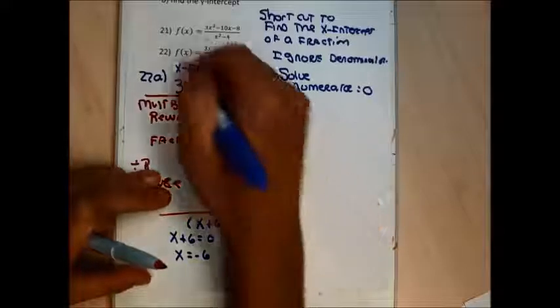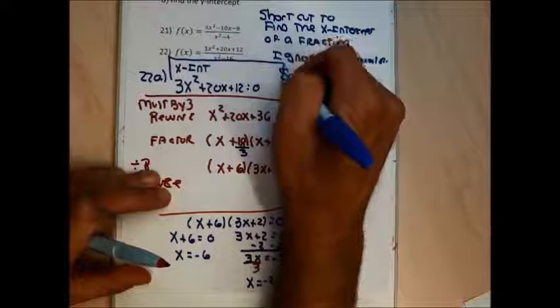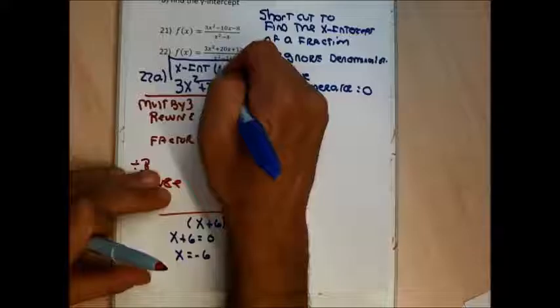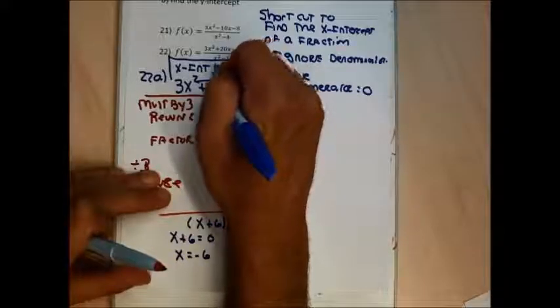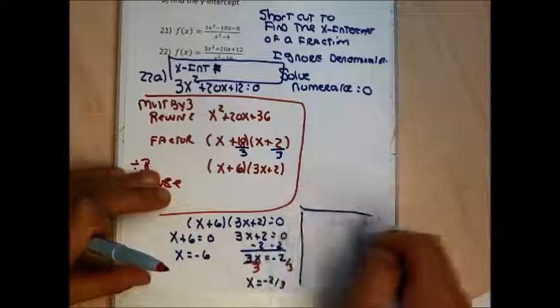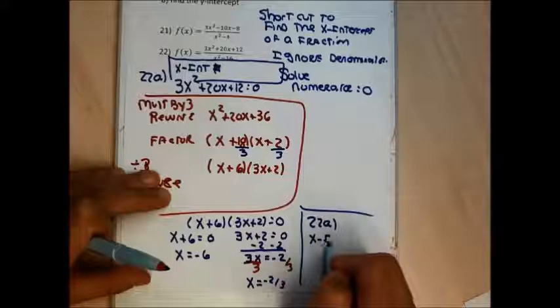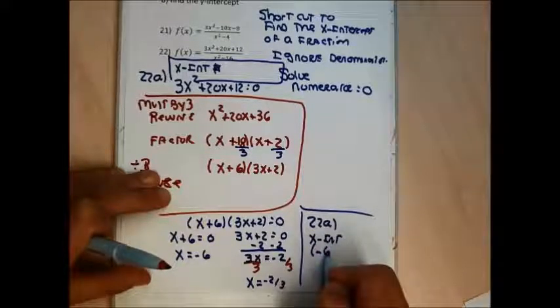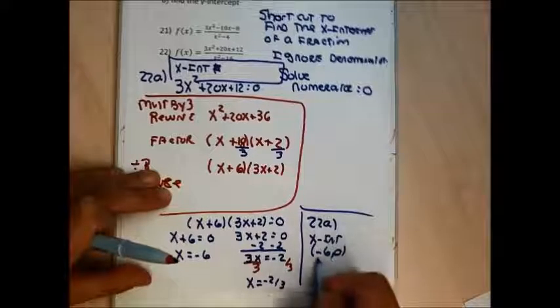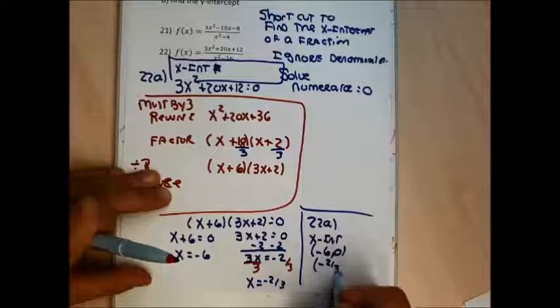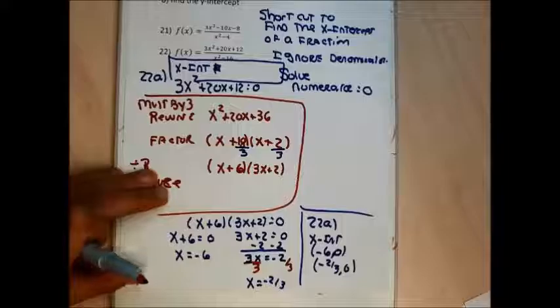The answer for my x-intercepts are going to be the points negative 6, 0, and negative 2/3, 0. Let me just write the answer down here. So for 22a, my x-intercepts are going to be negative 6, 0, and negative 2/3, 0.